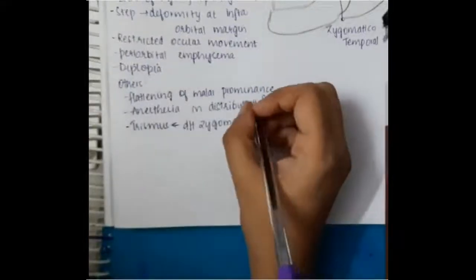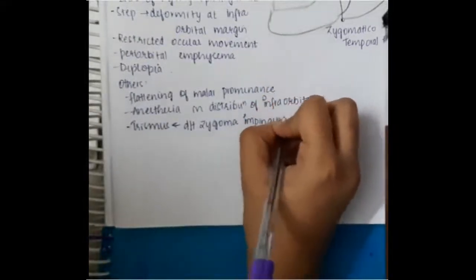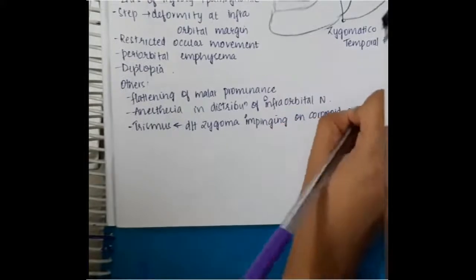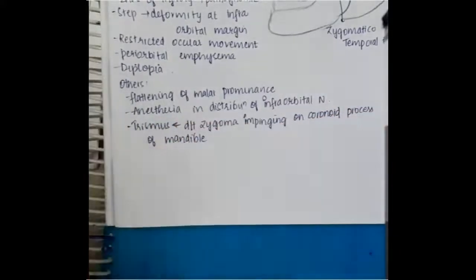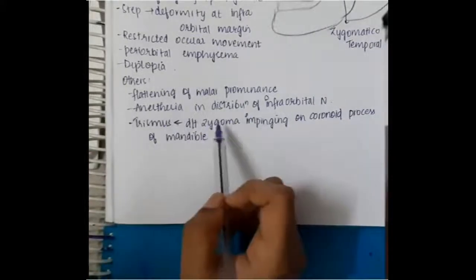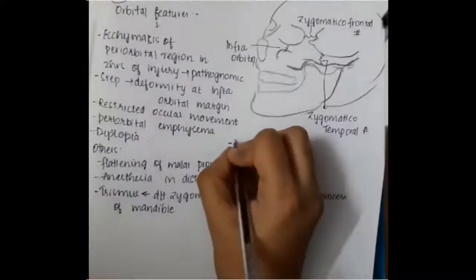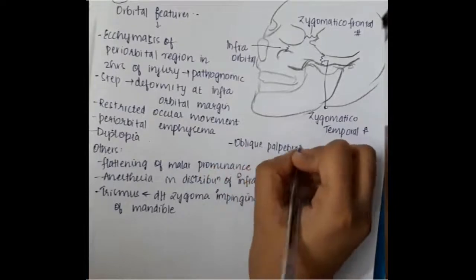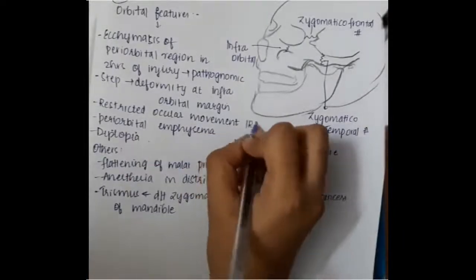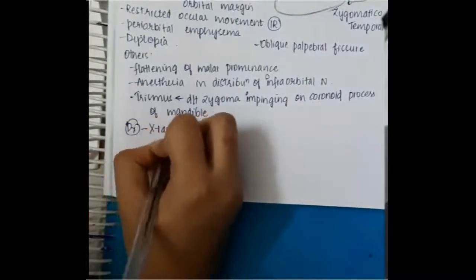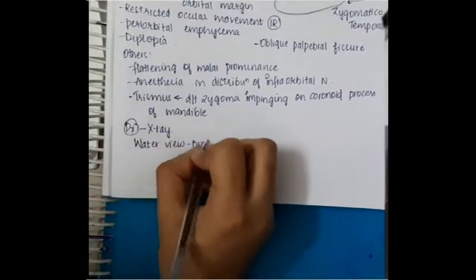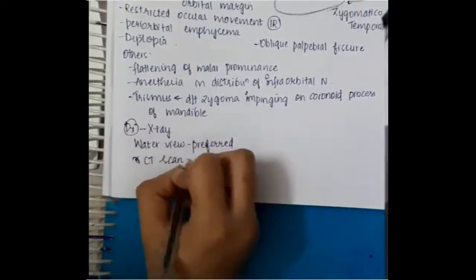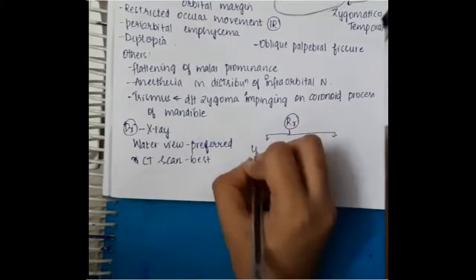Then others like flattening of malar prominences, anesthesia in the distribution of the infraorbital nerve because of infraorbital nerve injury, especially in infraorbital fractures, and trismus due to the zygoma impinging on the coronoid process of the mandible. So all these are the main clinical features. Oblique palpebral fissure is also seen. For diagnosis, X-ray is done, Waters view is preferred, and CT scan is the best.